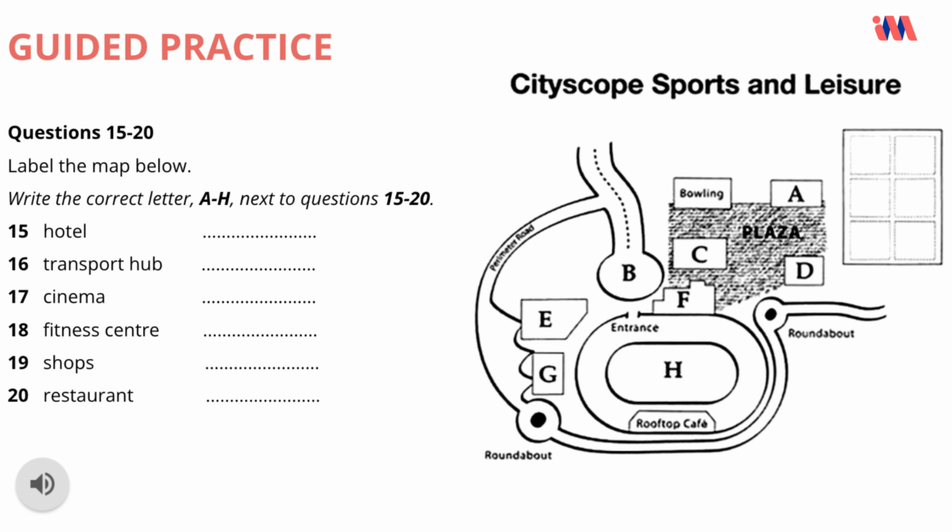Now let's do a question task here together. Here in this guided practice, the instruction says write the correct letter A to H next to questions 15 to 20. So you can see in the map that we have different letters from A to H. Understand the starting point and then start moving along the talk or listen to the audio carefully and move your pencil along the map. Now you will listen to the audio and you have to give the answers in the comment section below. Now listen and answer questions 15 to 20.